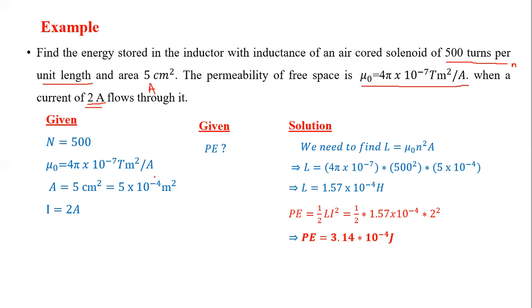Then our formula is: the energy stored in the inductor is the potential energy. Potential energy is equal to half L I squared. The inductance was found to be 1.57 times 10 to the power minus 4 henry, and current squared is 2 squared, which is 4. Substituting, the potential energy stored in the inductor is 3.14 times 10 to the power minus 4 joule. Joule is the unit of potential energy.